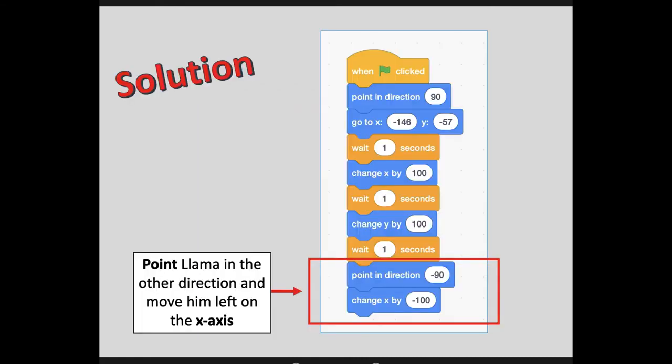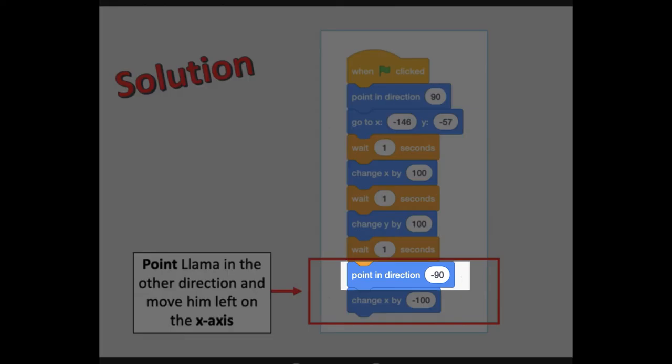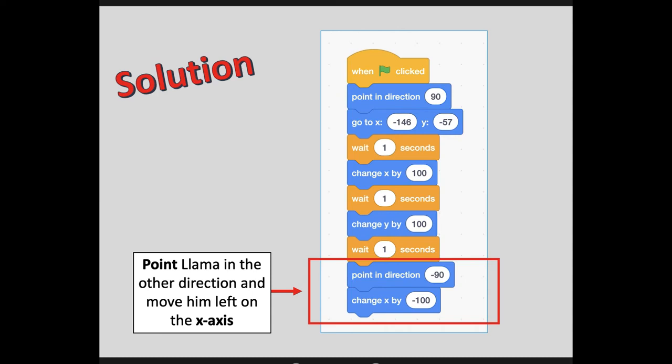So to get the llama to switch directions, we have to point him in the other direction, which is -90, and then we can move him left on the x-axis. To get exactly where we were before, we can just put in -100. Now you could have also used the move code we already played with or a glide code, but this is how you would do it just by changing the coordinate.